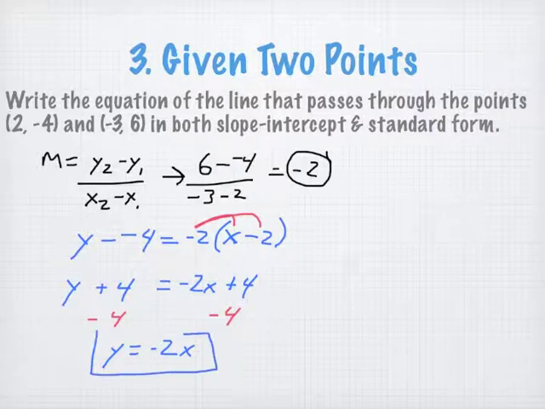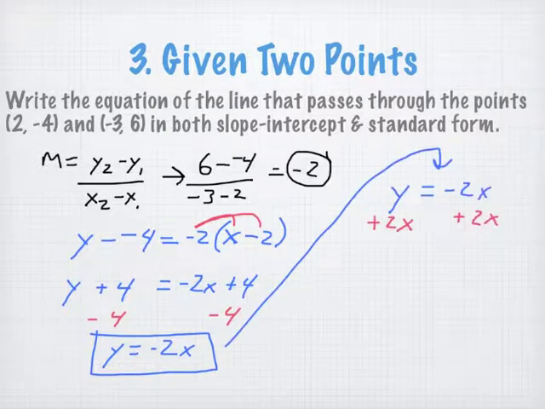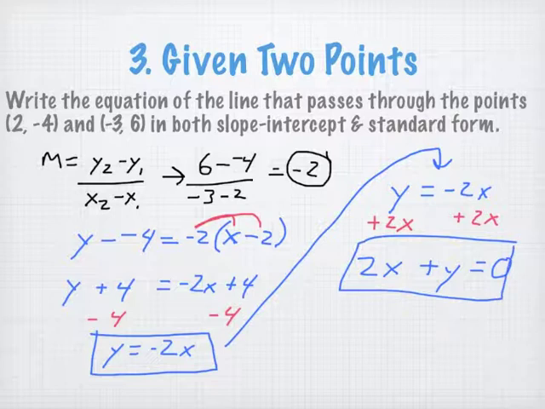And so there we're done with our slope-intercept form. For standard form, if we add 2x to both sides, let's do this, we get a standard form of 2x plus y is equal to 0. So there we go, slope-intercept and standard form.